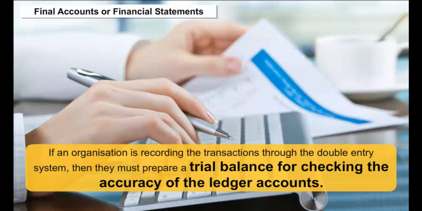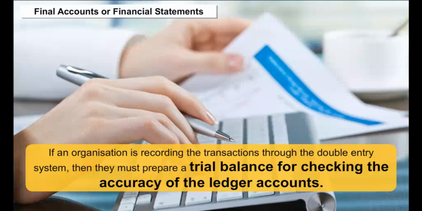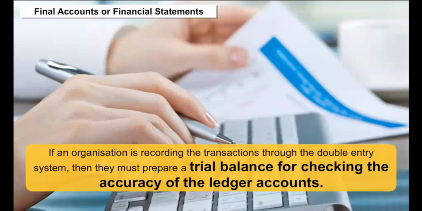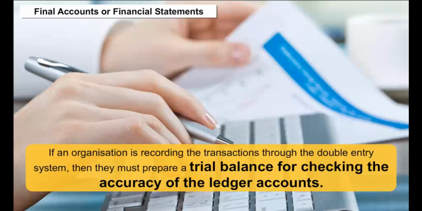If an organization is recording the transactions through the double entry system, then it must prepare a trial balance for checking the accuracy of the ledger accounts.